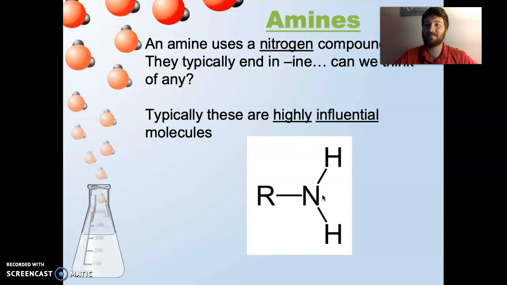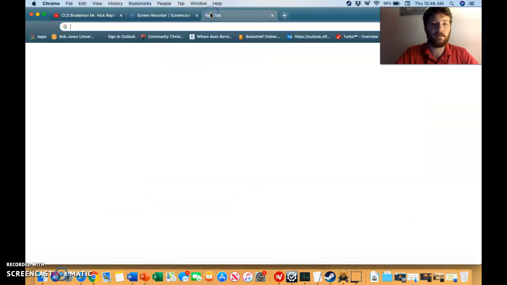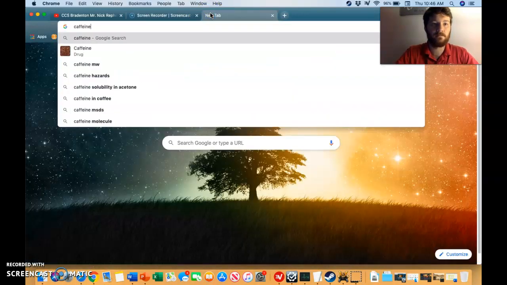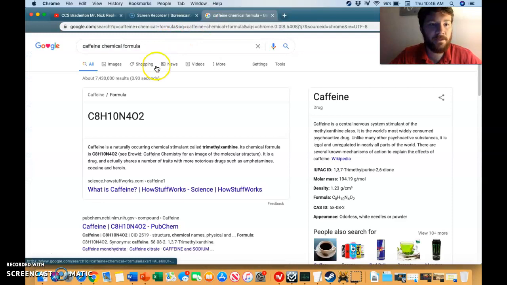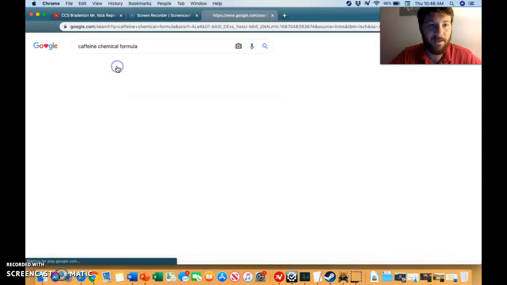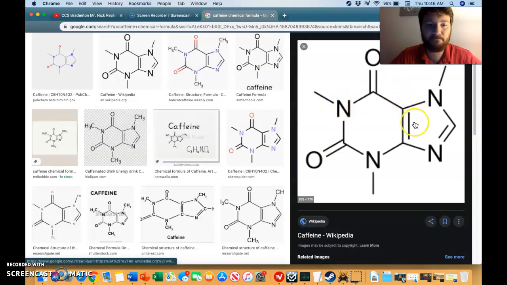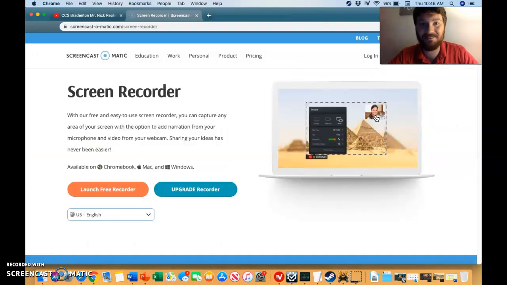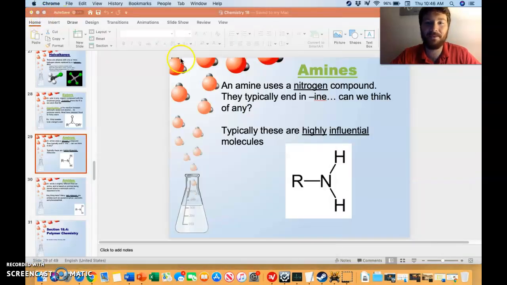Caffeine is an amine. It's a hydrocarbon with an NH2. We can look at caffeine's chemical formula, and you can see it actually has 4 nitrogens, and these are in the form of amines. And so it's 4 times the amount of influential. You can see someone who hasn't had their coffee in the morning, they're crabby.